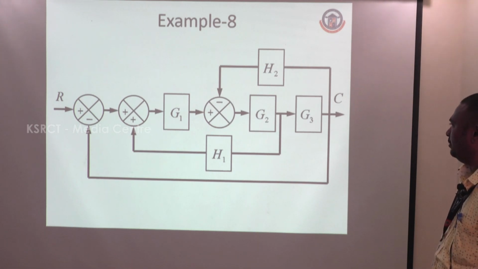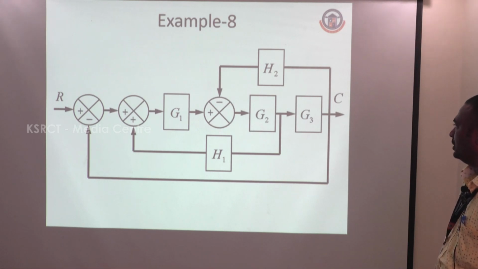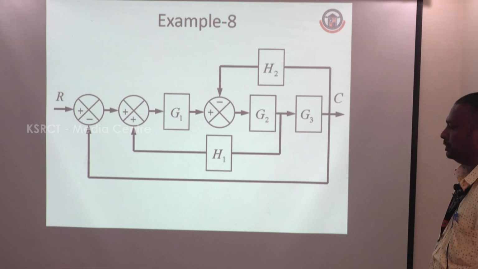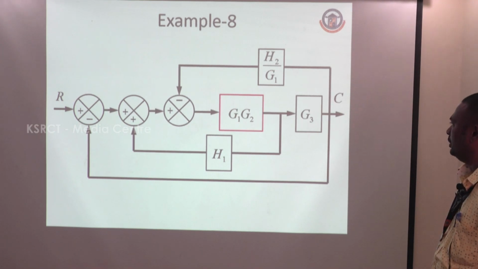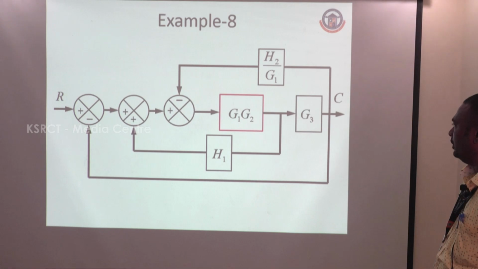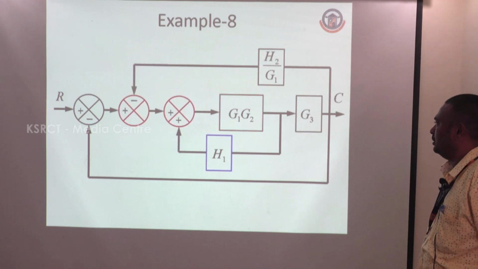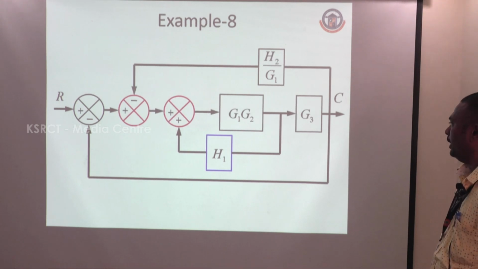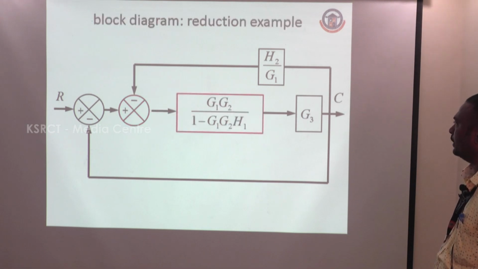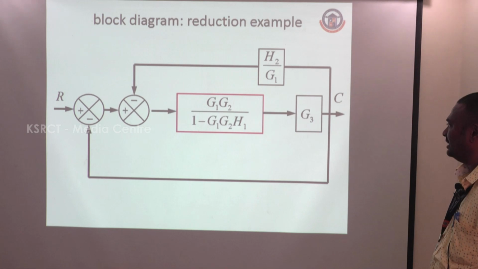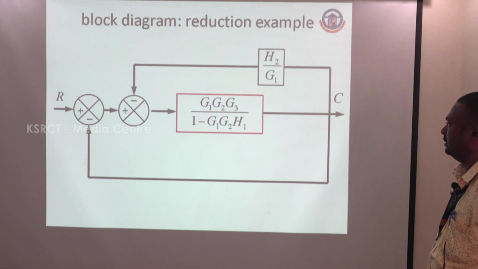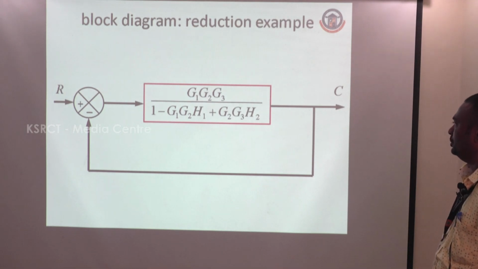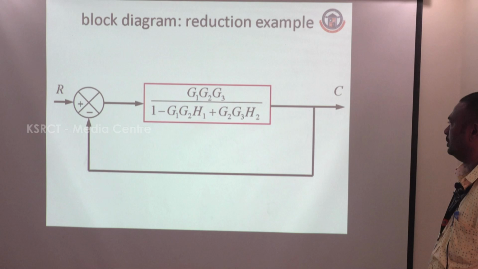This is an example, example 8, of block diagram reduction. Here, as the first step, we move the takeoff point to the next position. Therefore, we have H2 by G1, adding G1 in the denominator. Next, G1 and G2 are a cascade function, therefore we multiply G1 and G2. Next, shifting the summing points 1 and 2 and reducing the feedback function H1, we get G1 G2 divided by 1 minus G1 G2 H1. Here G3 is in cascade, therefore we add G3. Finally, we get G1 G2 G3 divided by 1 minus G1 G2 H1 plus G2 G3 H2.